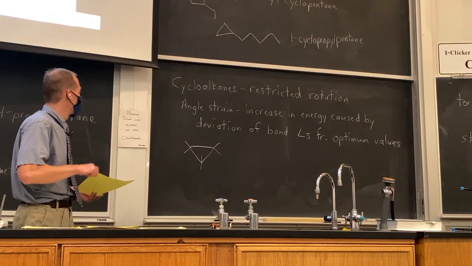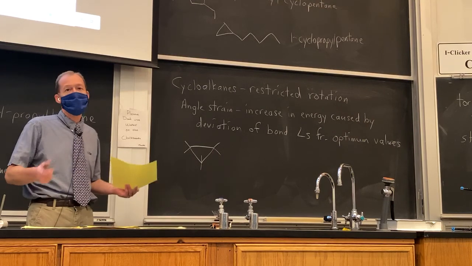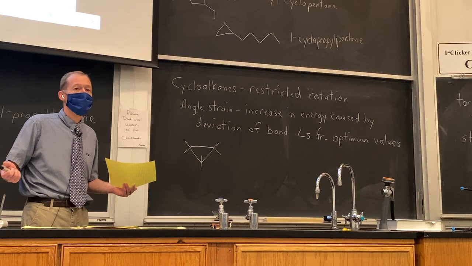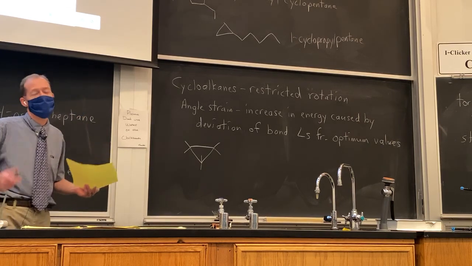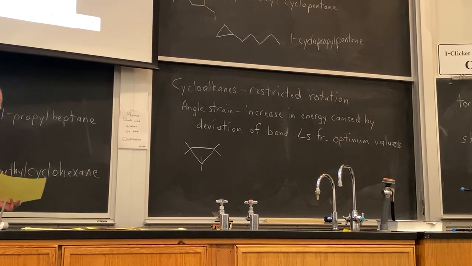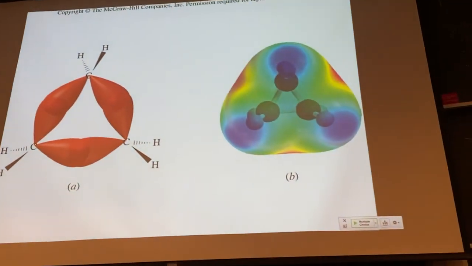Each of these groups coming off of the ring is a hydrogen. What are the carbon-carbon bond angles in cyclopropane? 60 degrees. What do they want to be? They want to be 109.5. So we have a ton of angle strain in cyclopropane. That's manifested by looking at this figure here on the left.